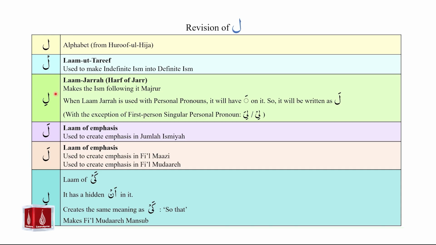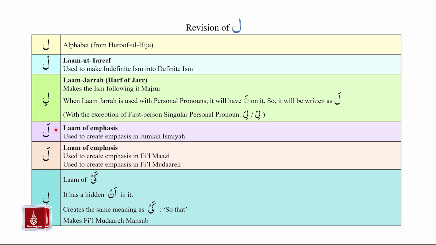After that, we studied laam jara as a harf of jar. This laam is used to make an ism that follows it majroor. Please note that when laam jara is used with personal pronouns, it will have zabar on it. So it will be written as laam with this zabar on it, with the exception of first person singular personal pronoun such as liya or li. In this case, this laam will have zair under it.